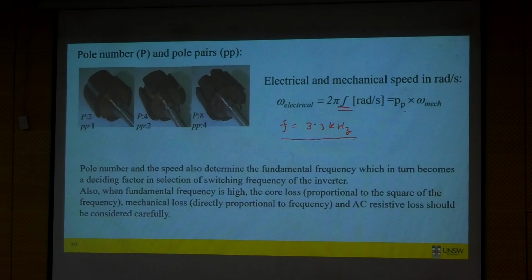And high frequency could also lead you to higher AC resistance loss, right? That also should be considered, because if you do not consider AC resistance, you may end up with lower efficiency than you have predicted. Okay, high frequency, high speed. So all those issues can come up.